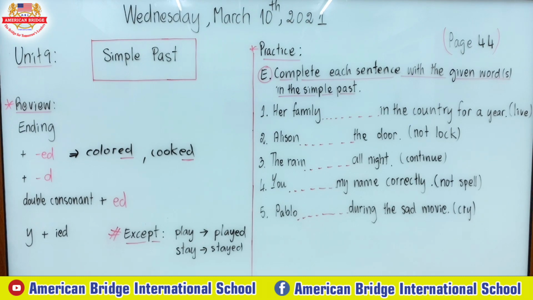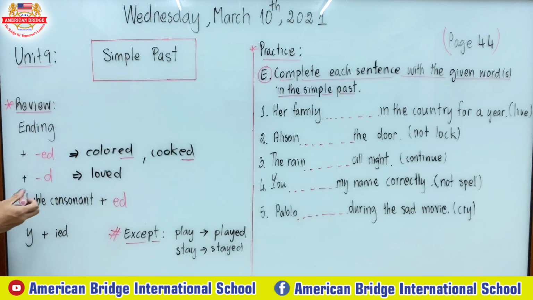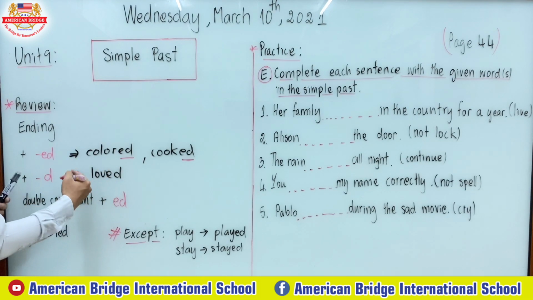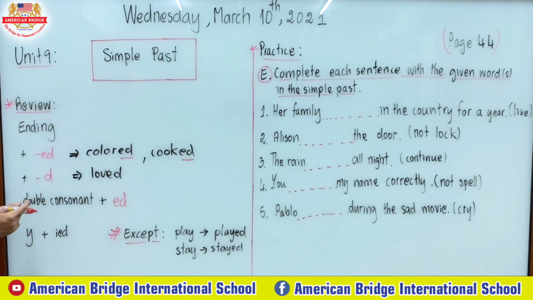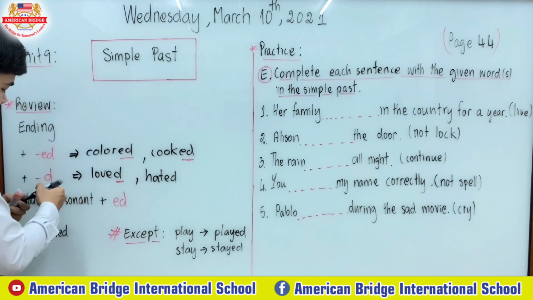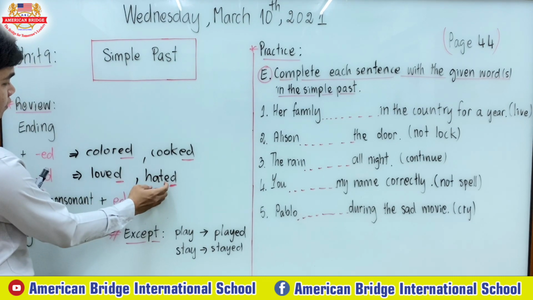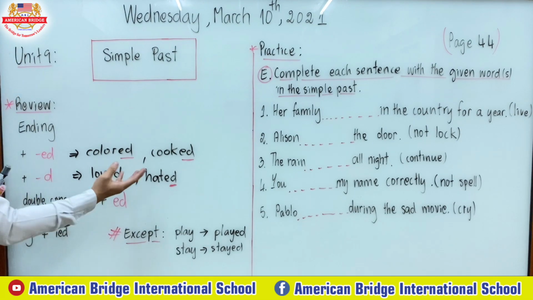But we also have many verbs that end with e, just like the verb love. The verb love ends with the vowel e, so you don't have to add more ed. You add only d. What else? We have the verb hate, hated. You just add only d because at the end of that verb it ended with vowel e already.